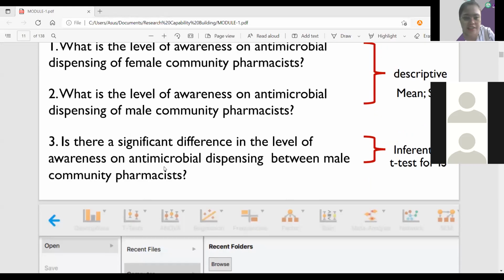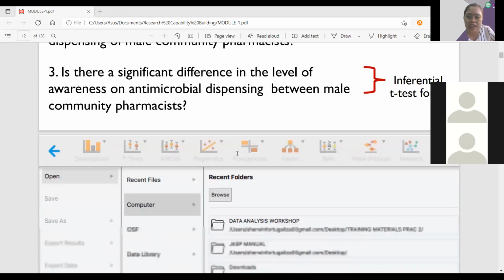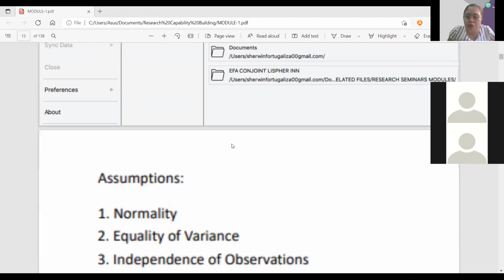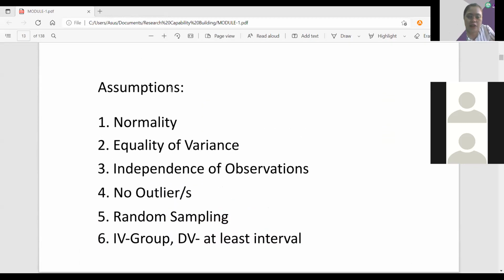Okay? So again, we have here: is there a significant difference in the level of awareness on antimicrobial dispensing between male and female community pharmacists? We will be using JASP here. I will show you later. Now take note of the assumptions that we need to satisfy in order for us to really decide that we are going to use the independent sample t-test.